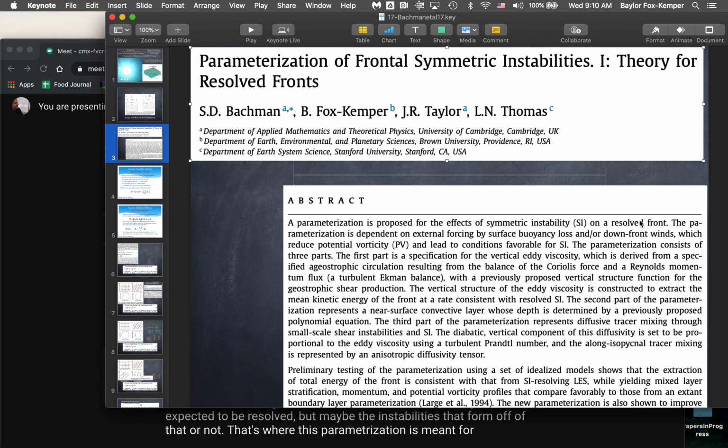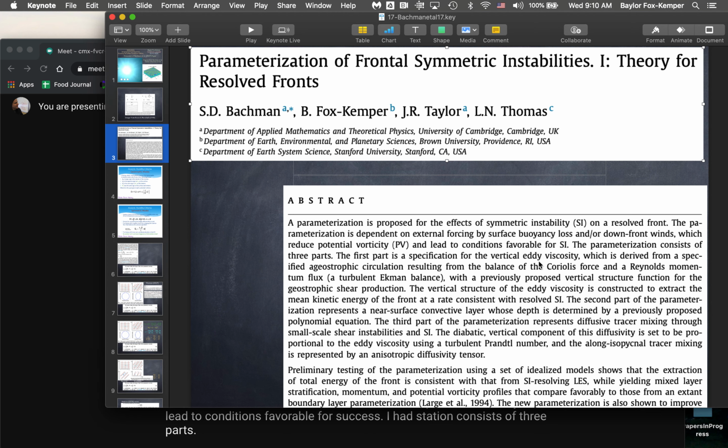So you might think that this was a parameterization suitable for when you only resolve the mesoscale or when you only resolve the larger features of the submesoscale, but didn't resolve the smaller submesoscale symmetric instabilities. So the parameterization is dependent on external forcing by surface buoyancy loss, so just like the Haney case, and or downfront winds, which we'll see how that works in a second. Both reduce potential vorticity and lead to conditions favorable for SI. The parameterization consists of three parts.